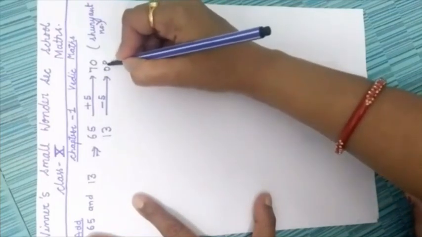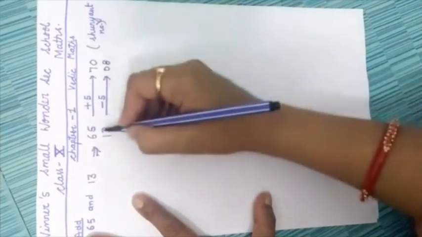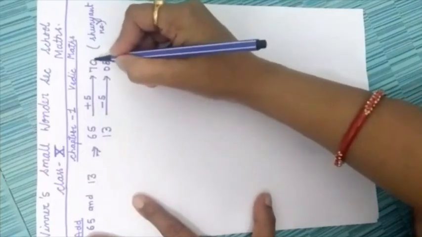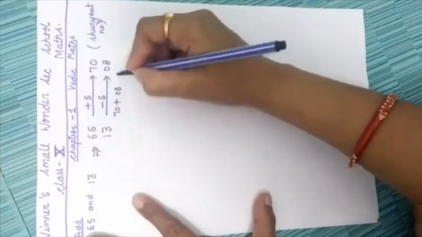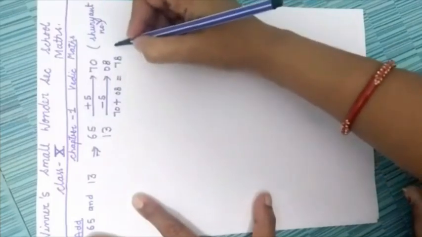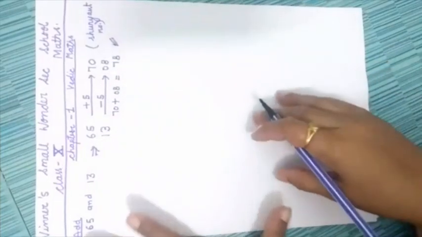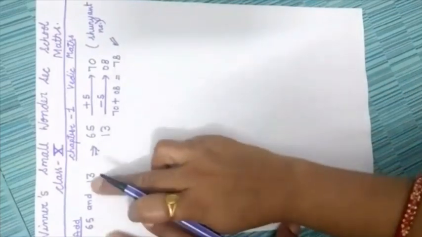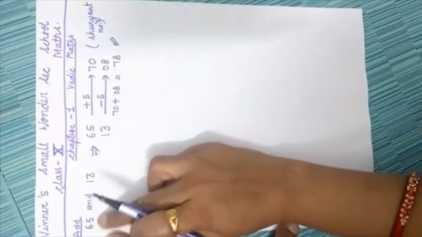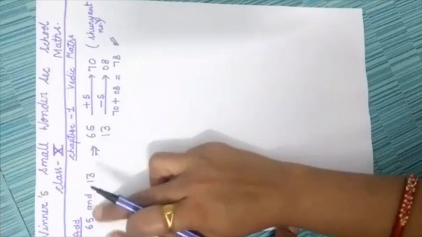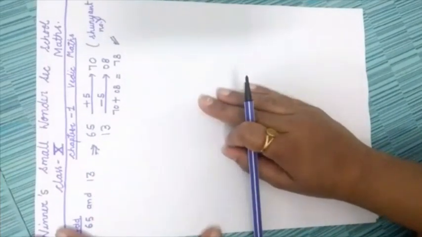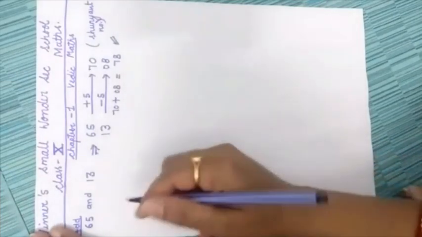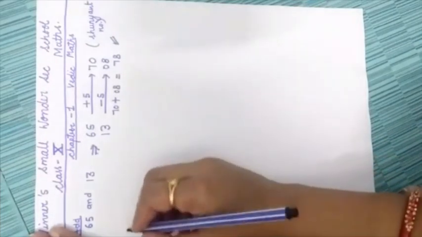Okay, what will you get? 8. Now add the resultant numbers, that is 70 plus 08. Answer will be 78. Okay, you can check the answer by simply adding these two. 65 and 13 will be 78. Okay, now I hope you all understand this very well. Now let's do a question based on this method.